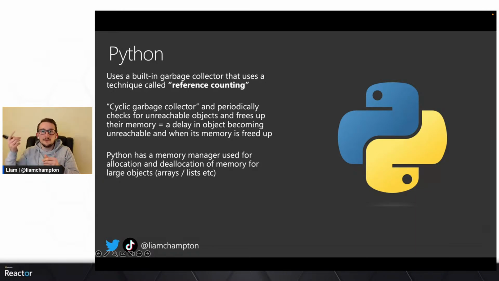Now, that in your mind should already trigger something and say, hey, if it's a counter, does that mean it has to do some sort of arithmetic? Does it need to make pauses and search for stuff? Is it really as fluid as it could be? So it actually uses a cyclic garbage collector. Cyclic, circle, goes round. This is when it periodically checks for unreachable objects and frees them up.